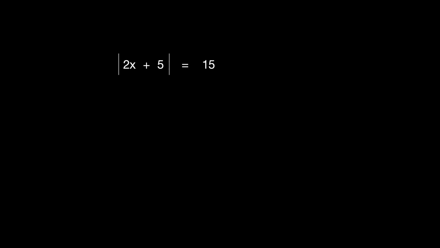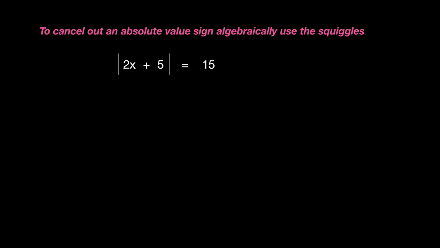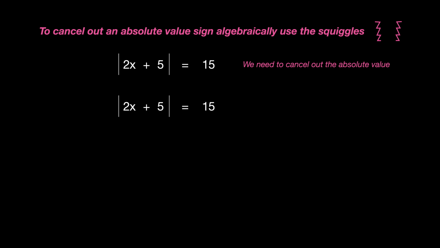In algebra, to cancel out something and move it to the other side, you need to do the opposite. So if we just had 5 equals 15, we'd just subtract that 5 over there. But we've got these brackets in the way. To cancel out an absolute value sign algebraically, we're going to use these things called squiggles. They just look like that. If we see this equation here, we need to cancel out those absolute value brackets so we can solve algebraically. To do that, we're going to use the squiggles.